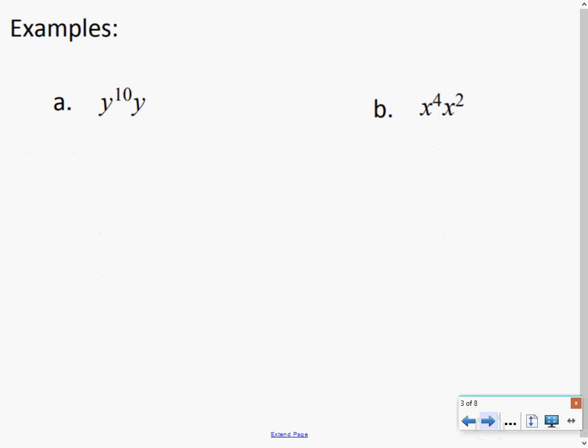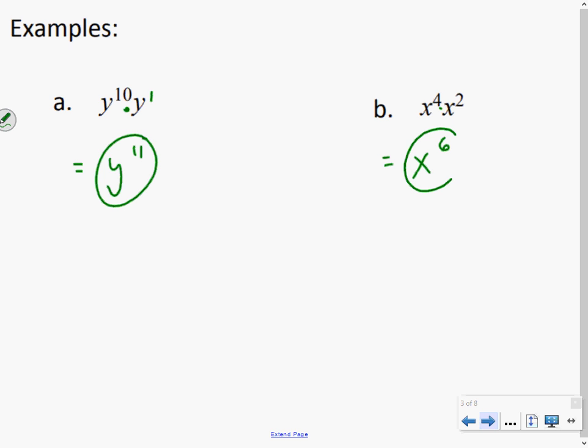So let's look at some actual examples where we're using these rules. For a, we have two things of the same base being multiplied together. y to the 10th times y to the, and if you don't see an exponent, it's always going to be an exponent of 1. So if we're multiplying things of the same base, we're going to keep that same base, but we're going to add the exponents together. Same thing over here. x to the 4th times x to the 2nd power, we're going to keep that same base and add the exponents together.